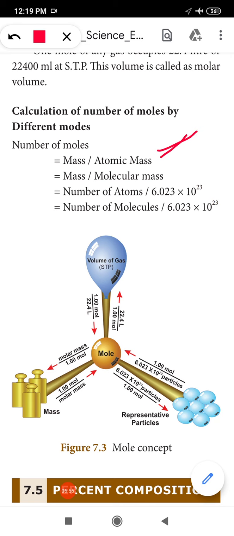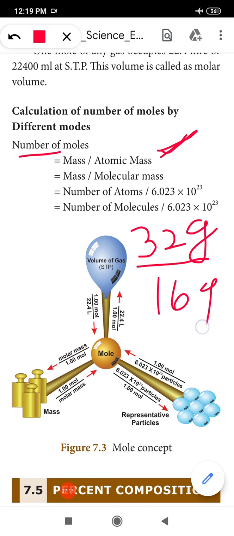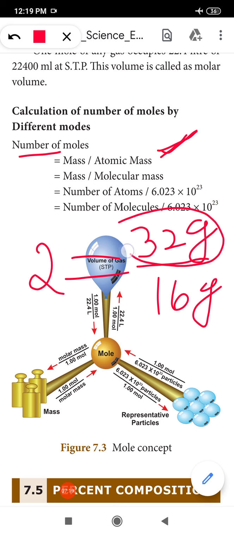Okay, see, you are having 32 gram of oxygen atom. So according to the formula, number of moles is equal to mass by atomic mass. So 32 gram is the mass. Atomic mass of oxygen atom is 16 gram. So 32 divided by 16 is equal to 2 moles. So 32 gram of oxygen atom will contain 2 moles. Like so, you have to consider the type of the particle.